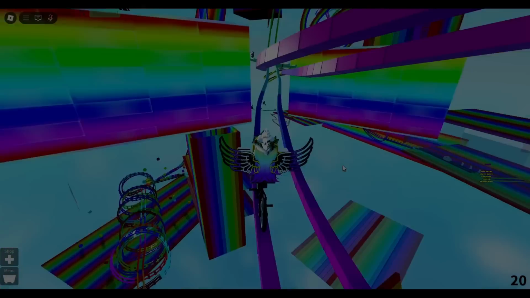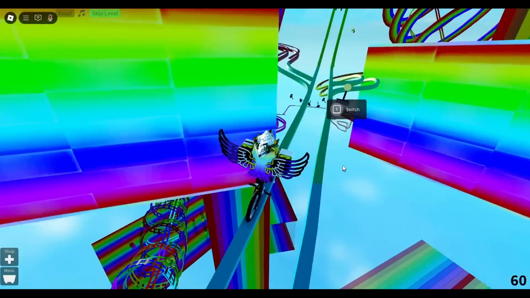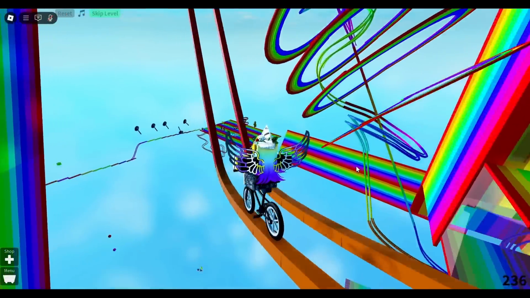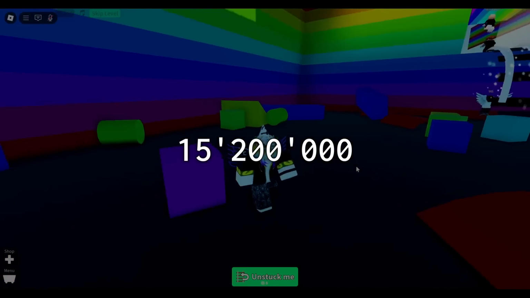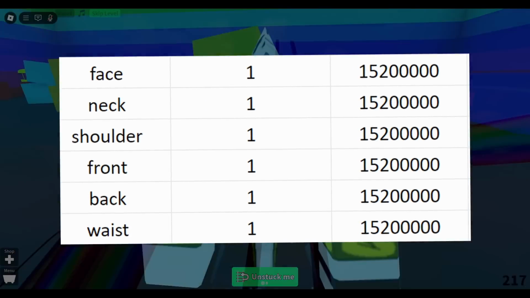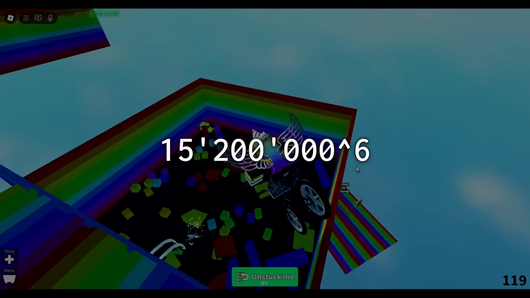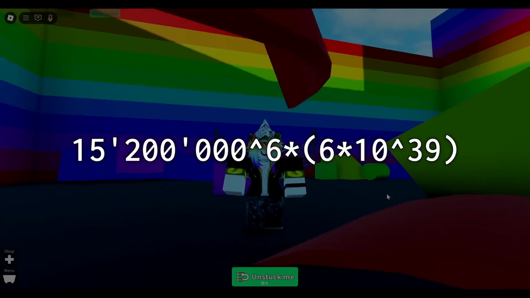As for other stuff, you're only allowed to wear 1 of the accessory type, and you can't do any moving around with the position or rotation, so there's only 15.2 million options for those. However, there are only 6 of those categories, so we need to take this number to the power of 6, then multiply that with 6 duodecillion.